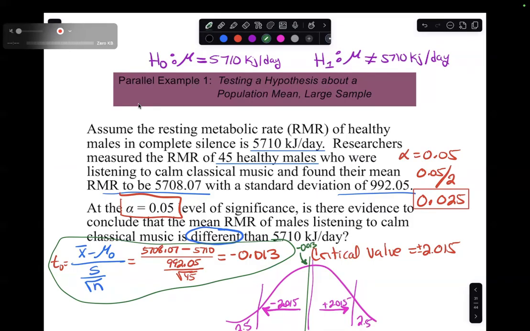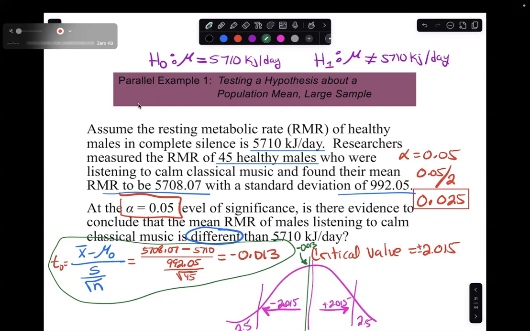So if my test statistic is a negative z-score or t-score, I'm going to compare it to the negative critical value. If it's a positive t-score, I'm going to compare it to the positive critical value, if that makes sense.